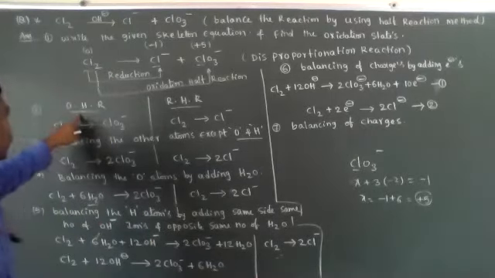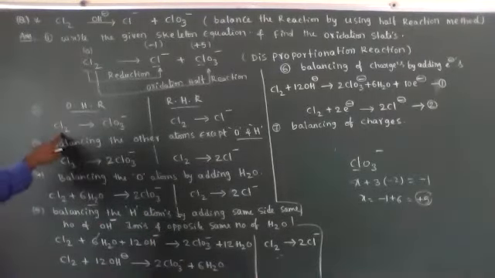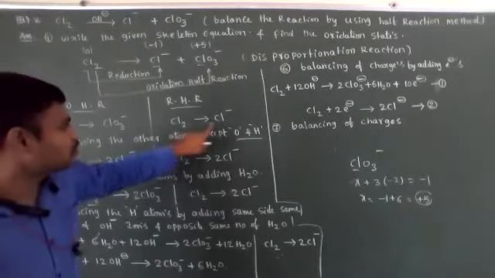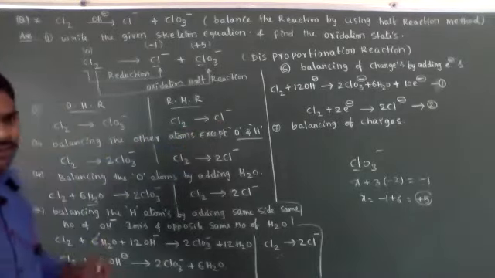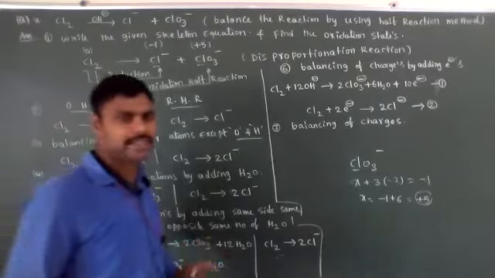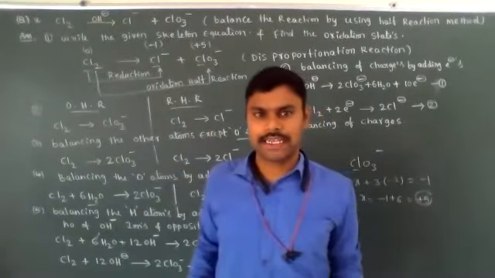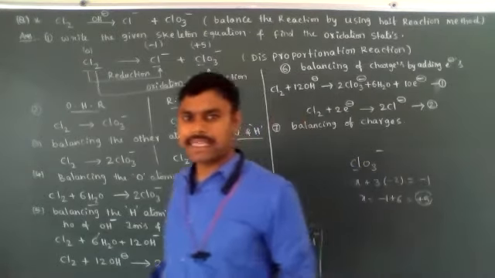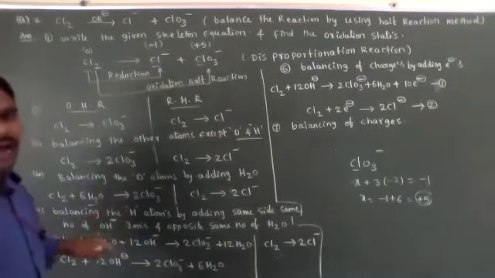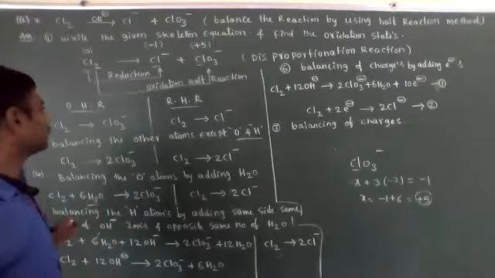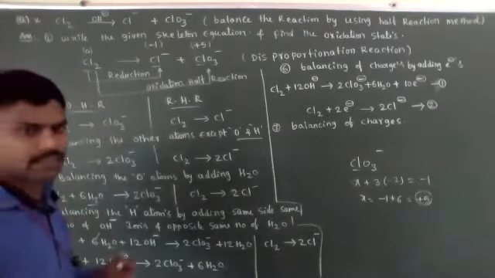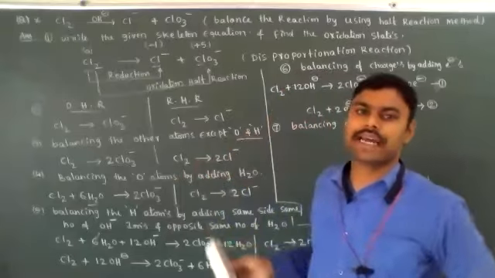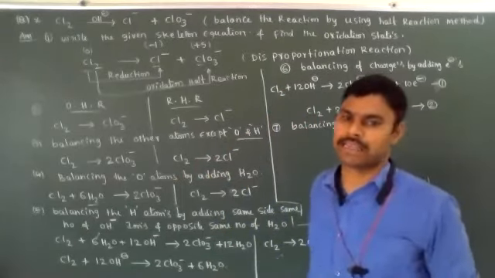So I wrote the oxidation half reaction: Cl2 converts into ClO3 minus. Reduction half reaction: Cl2 is converted into Cl minus. So we have both the oxidation and reduction reactions. In the next step, immediately what do we have to do? The next step, we have to balance the other atoms. Other atoms means what? Here, chlorine atoms are present. We have to balance the other atoms except oxygen and hydrogen atoms.